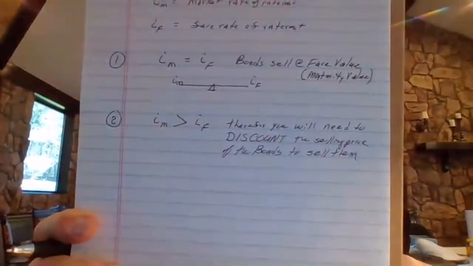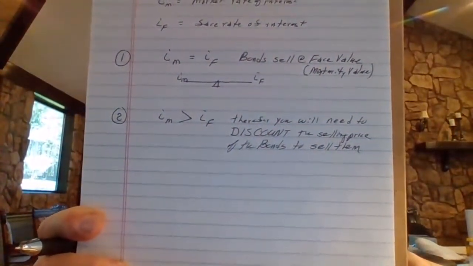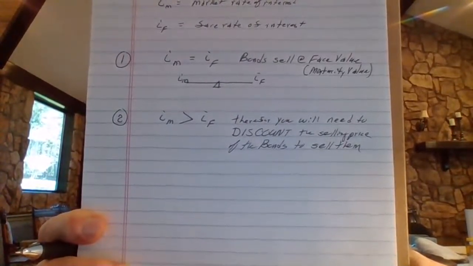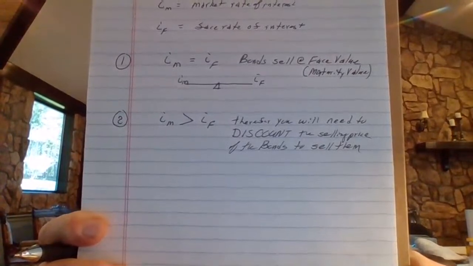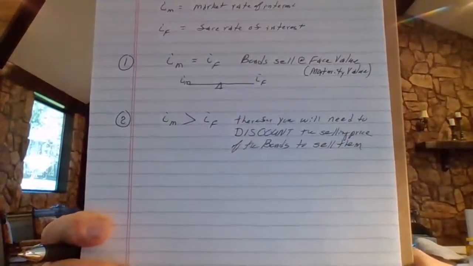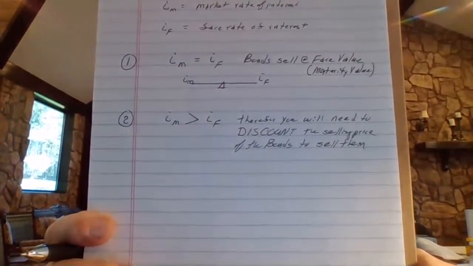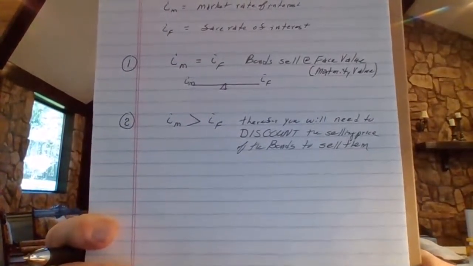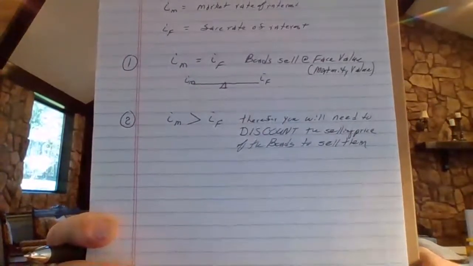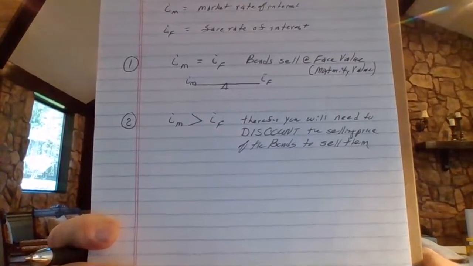All right. So if the market rate of interest is greater than the face rate of interest on the bond, you're going to have to sell the bond at a discount in order to get people to buy it. How much of a discount? A discount of such magnitude that the effective yield on the bond will equal the market rate of interest. Then people will buy your bonds.